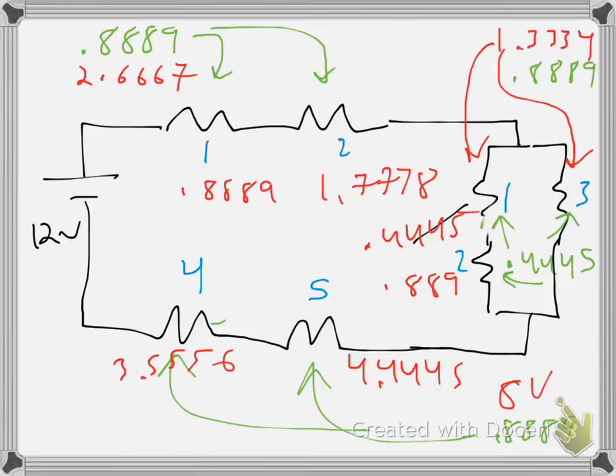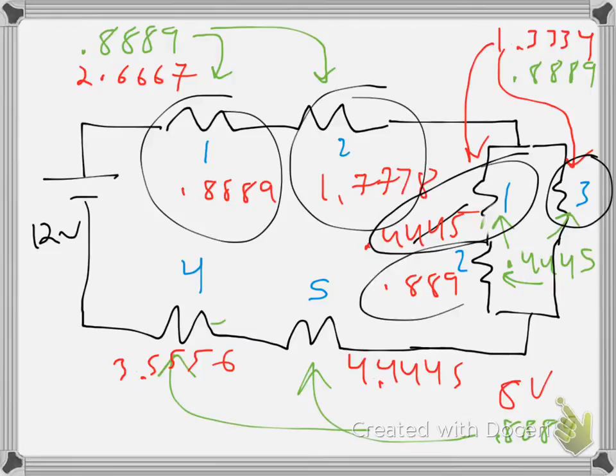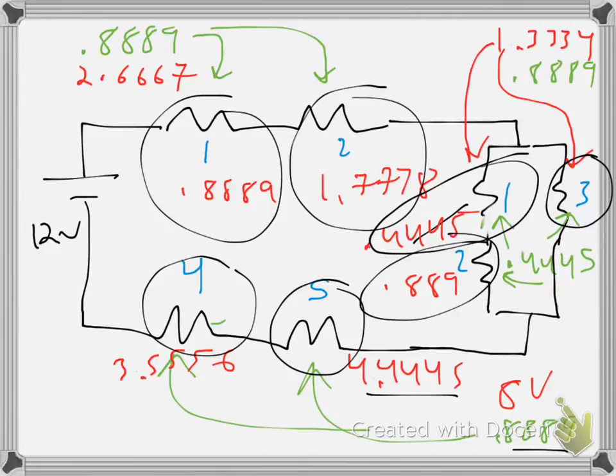So how I would write this is the voltage V1 is 0.8889, I1 is 0.8889, V2 is 1.7778, I2 is 0.8889, V3 is 0.4445, I3 is 0.4445, V4 is 1.3334, and I4 is 0.4445, V5 is 0.8889, I5 is 0.4445, V5 is 4.4445, and I5 is 0.8889, and V6 is 3.556, and I6 is 0.8889.